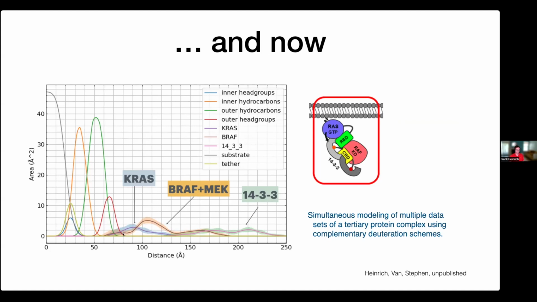And so this is now a tertiary protein complex, which will require more than one measurement. So this is actually 3 measurements on the same system with different deuteration schemes, all put together in one fit. And then you can delineate those constituents of that 3 protein complex.